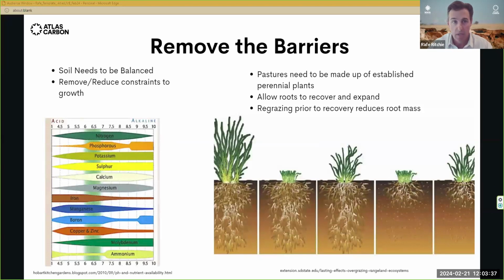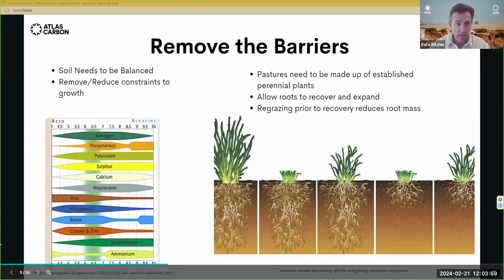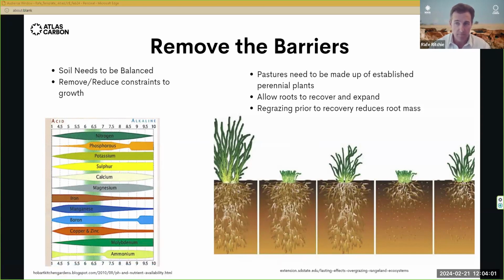We'll move across to the barriers. So removing the barriers, and this is a big one that we see a lot on the farms. We see some people doing some wonderful grazing management, and then some soil biology or soil chemistry that is out of whack, and it's stopping the carbon sequestration process occurring.